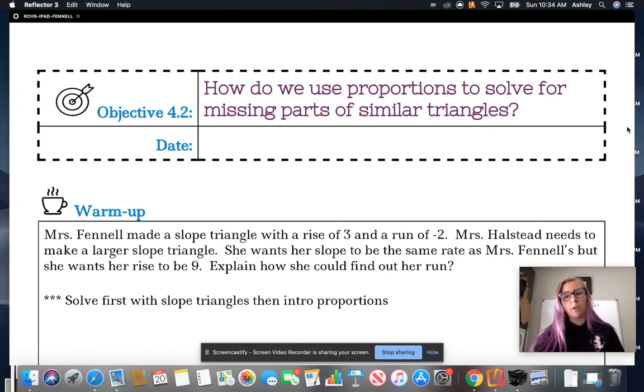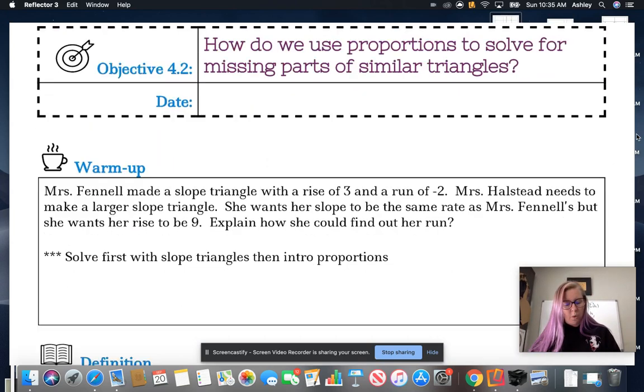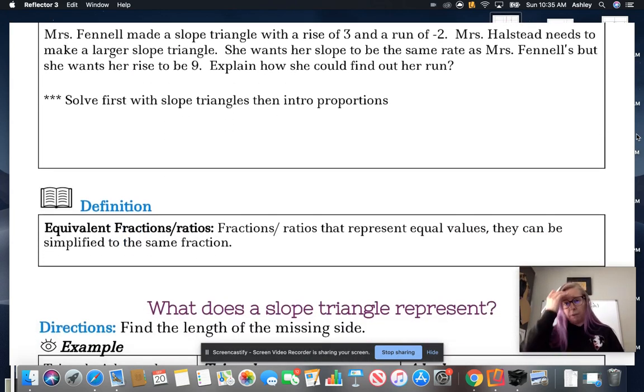Today we are going to talk about using proportions to solve for missing parts. So let's make sure we remember what equivalent fractions or ratios are. Remember that a ratio is just a fraction, a relationship between a numerator and denominator. If we want equivalent fractions or ratios, they just need to be equal in value.